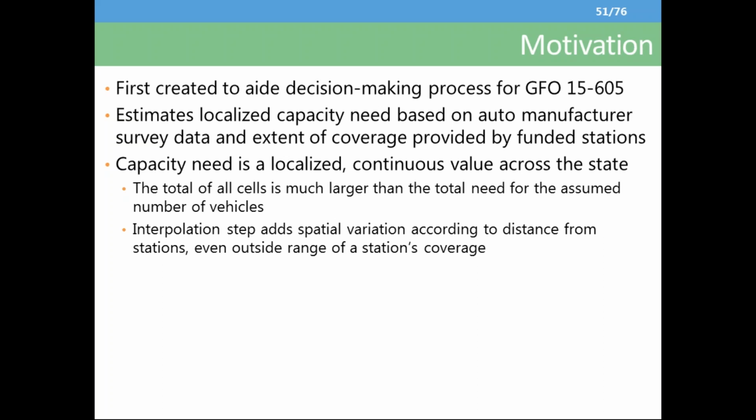It's really important to understand that every evaluation cell, when you see the data, is essentially like a gradient across the state. You do not need that total amount of capacity in every cell. It's more of a localized consideration, so two cells next to each other might have the same capacity need because they're essentially covering the same market. So the total across the state is much larger than the total needed for the number of vehicles.